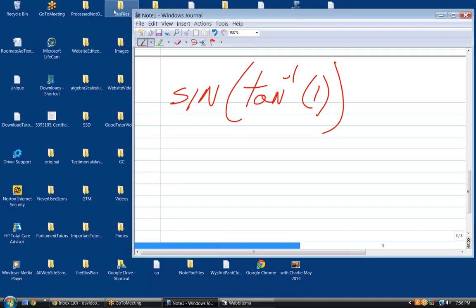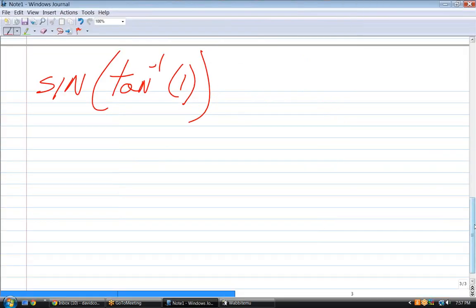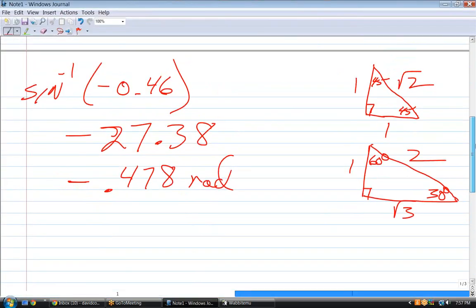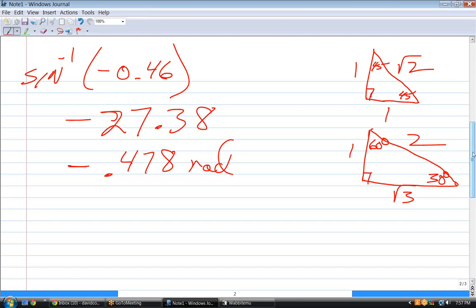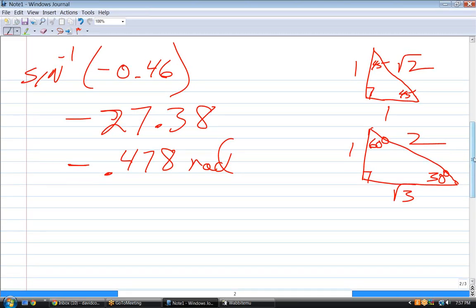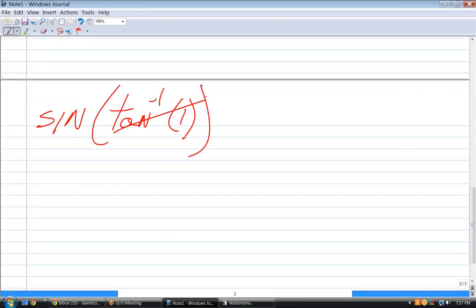It's the inverse tangent of 1. What angle is that? First of all, what quadrant is it? That'll be the first quadrant. Go up here, look at those two triangles. Which angle is the tangent equal to 1? 45. So this answer is 45 degrees.